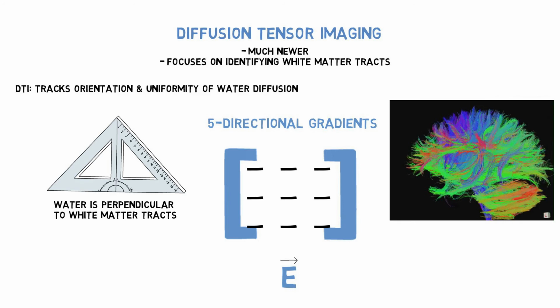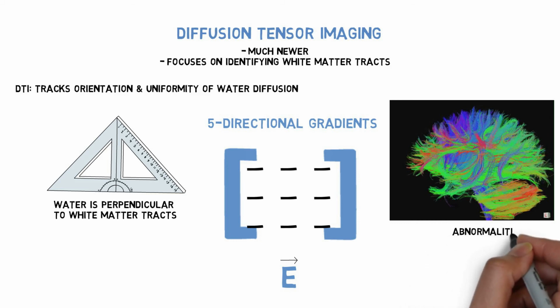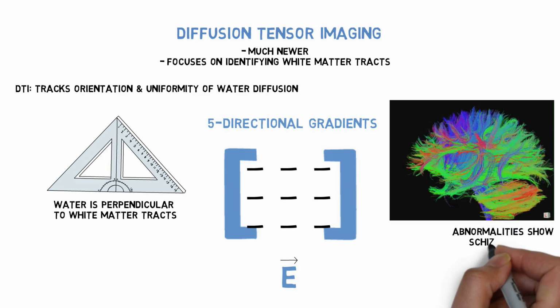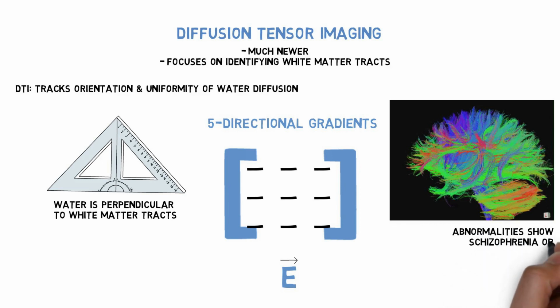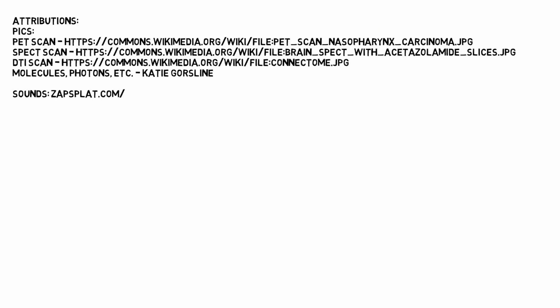By tracing water diffusion, the entirety of the white matter in the brain can be traced, and abnormalities, or degradations, can show underlying causes, from schizophrenia to psychosis or bipolar disorder. Interactions between the hemispheres via the corpus callosum can also be tracked. This ends the video on PET, SPECT, and DTI.